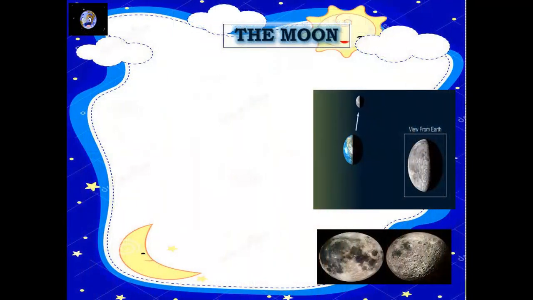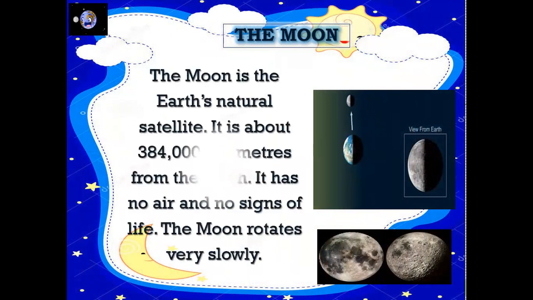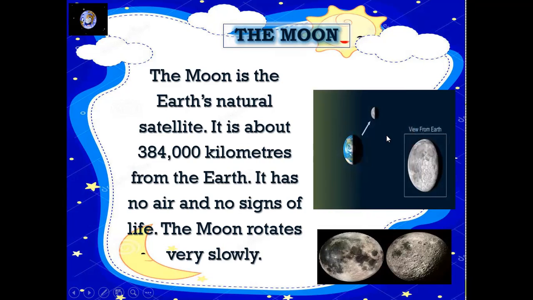Now it comes to the moon. Students, the moon is the Earth's natural satellite. It is about 384,000 kilometers away from the Earth. It has no air and no signs of life. The moon rotates very slowly. It rotates once in the same time as it takes to complete one orbit around the Earth. This means that the same side of the moon is always facing the Earth.